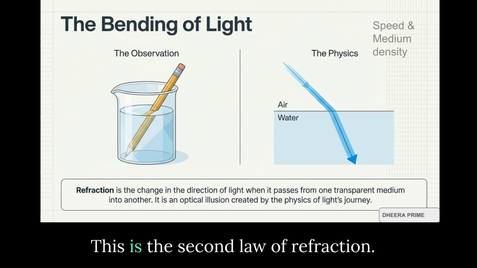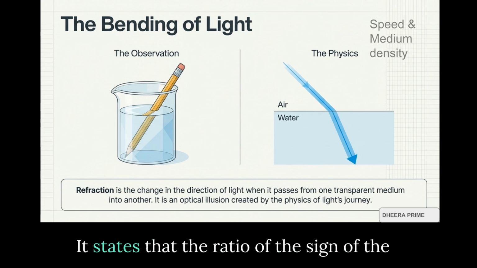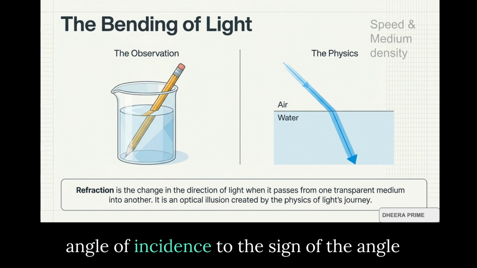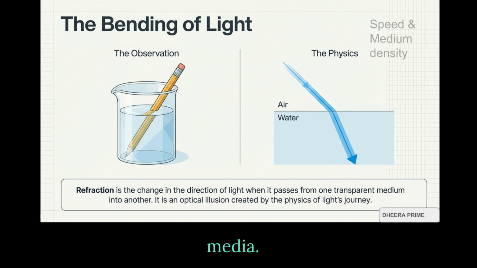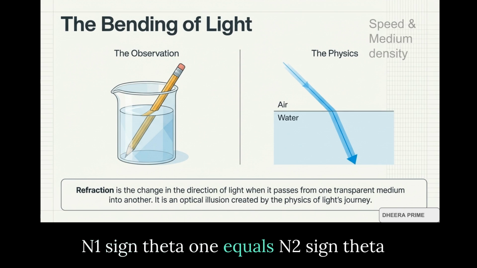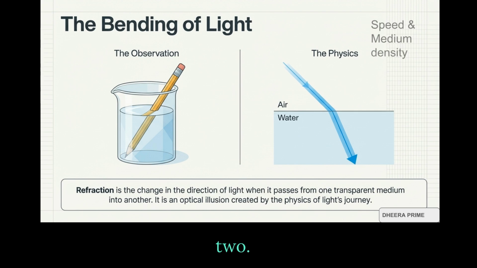2. Snell's law. This is the second law of refraction. It states that the ratio of the sine of the angle of incidence to the sine of the angle of refraction is constant for a given pair of media. n1 sin θ1 equals n2 sin θ2.